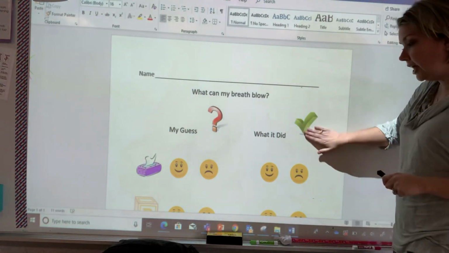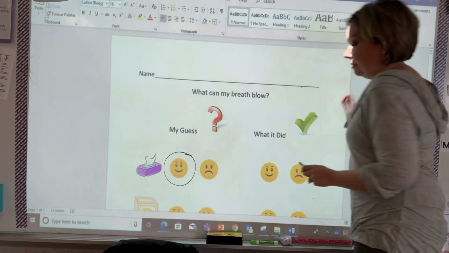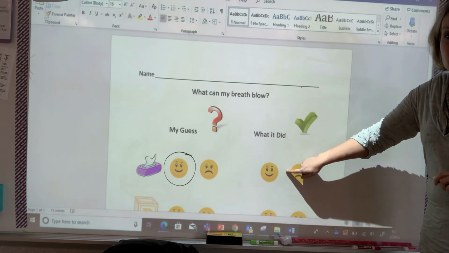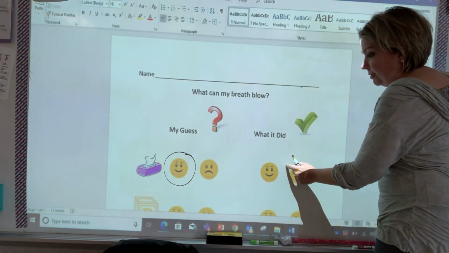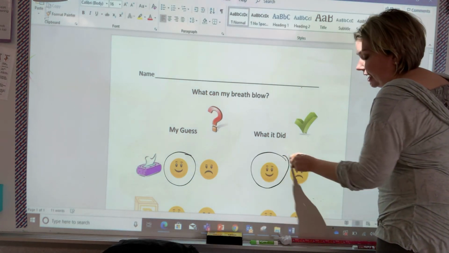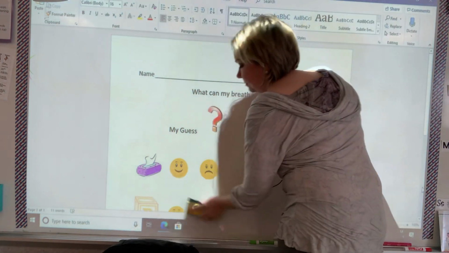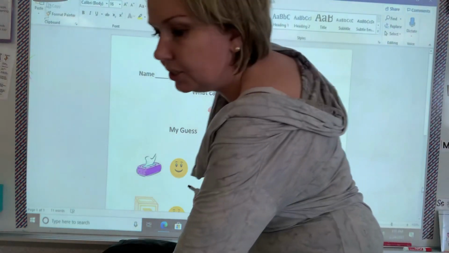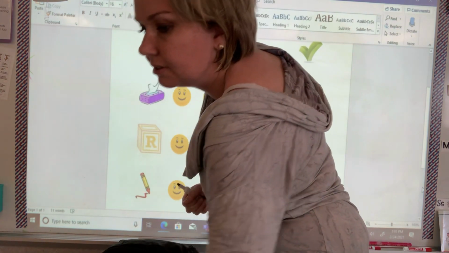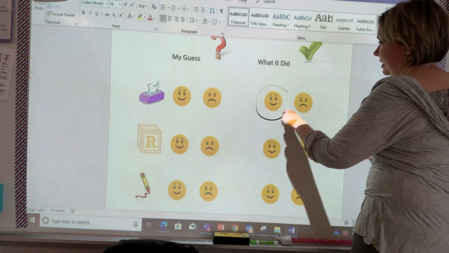for the check mark side, now before you might have put a guess, but now we're going to fill in what we actually did. So on the check mark side, if it moved, you circle a smiley. If it did not move, you circle a frowny. Okay, let's look down. Actually, I should have done this first. So we said it did move.